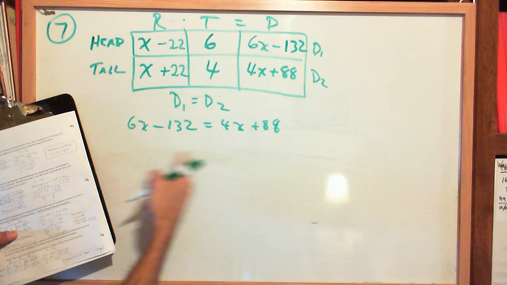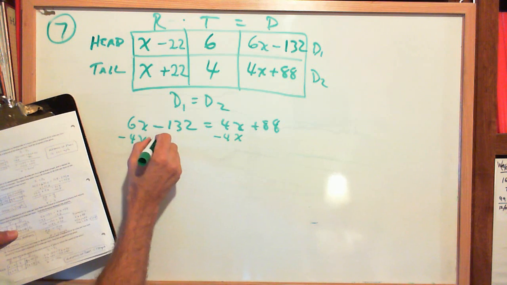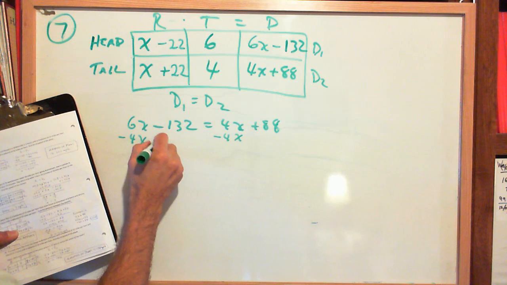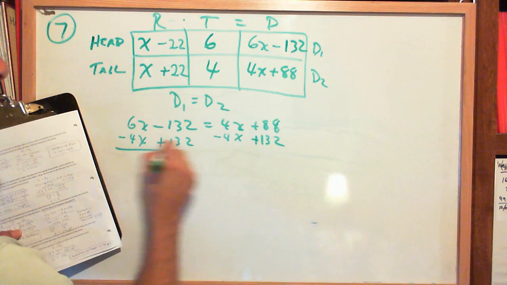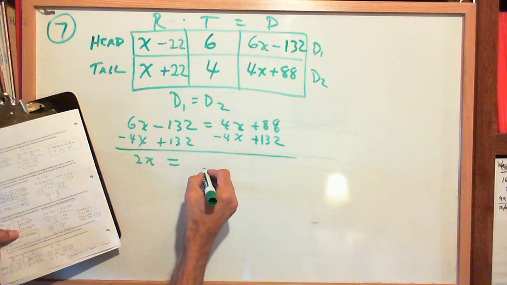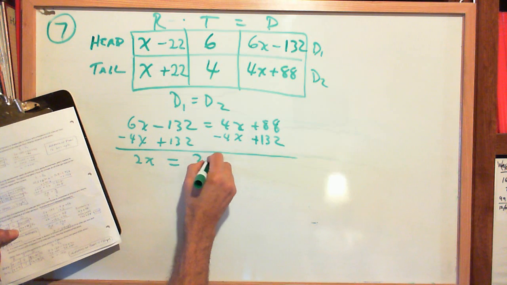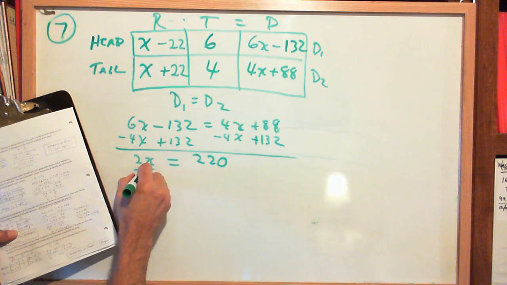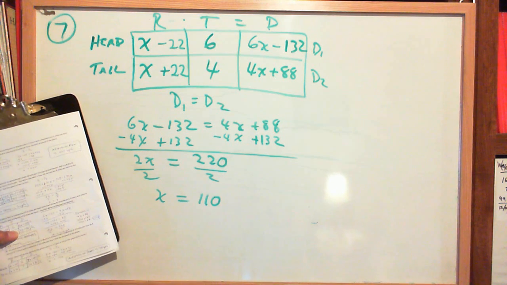Right? I want to get my x's together. I'm going to subtract 4x from both sides. And at the same time, I want to get this over there, so I'm going to add 132, add 132. And when I do that, I've got 2x is equal to 220, I believe. Divide by 2, divide by 2. X is equal to 110.